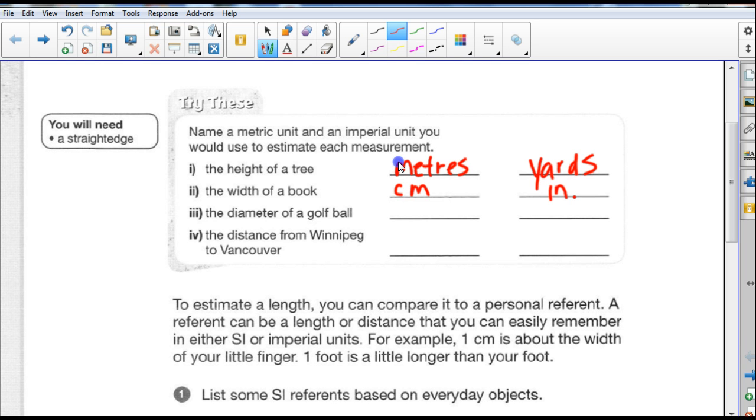The diameter of a golf ball. Well, we might use millimeters in metric, or SI, and the diameter of a golf ball might also be in inches, but would probably include fractions of an inch. And the distance from Winnipeg to Vancouver, well, we know that it's probably going to be in kilometers because that's the largest distance in the SI system. And in imperial, it would just be miles.